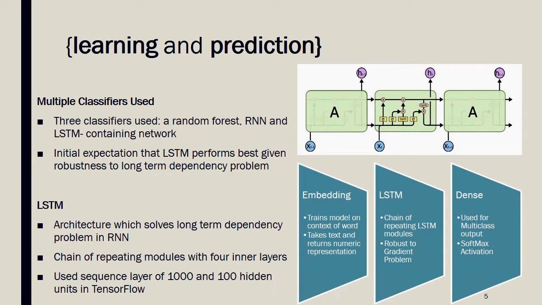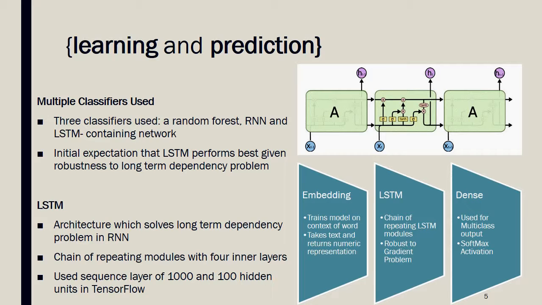We consider two classifiers in addition to the LSTM model: a random forest and a simple traditional RNN. Our initial expectation is that the LSTM would perform the best, given its robustness to the long-term dependency problem that RNN faces, and its ability to use memory, something that a random forest can't. On the right is a bit of detail on how we put together our LSTM, with 3 layers on the bottom: an embedding layer, the LSTM itself, and a dense layer.